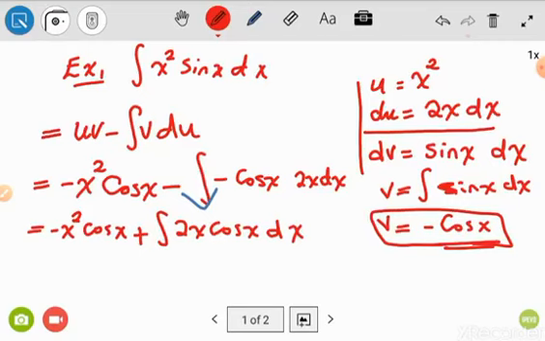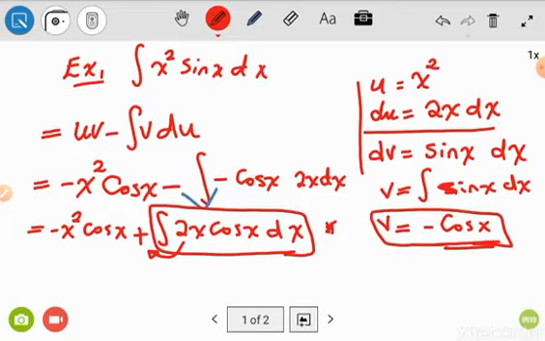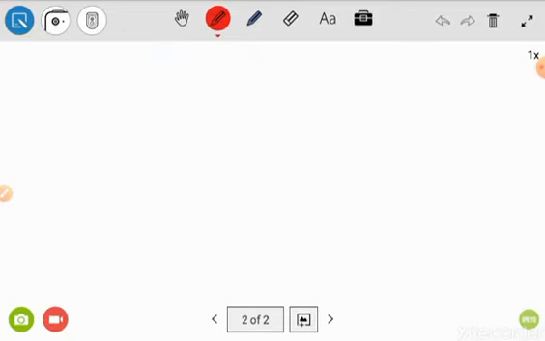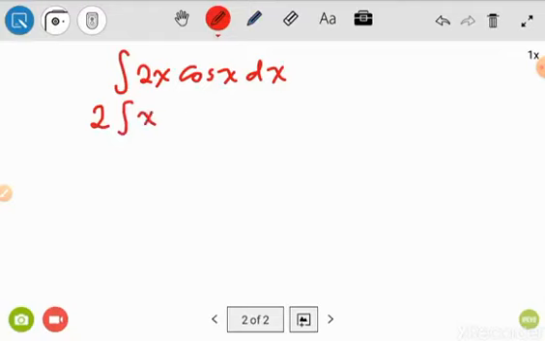The 2 will be a constant. We can leave it outside the integral sign, and then we will take this part and imagine that I have a question, and we will solve it in the next slide: the integral of 2x cosine x dx. We said that the 2 will be a constant, and we have x cosine x dx.